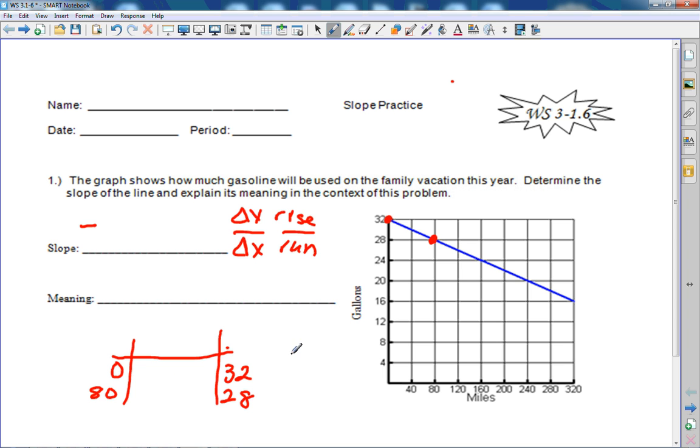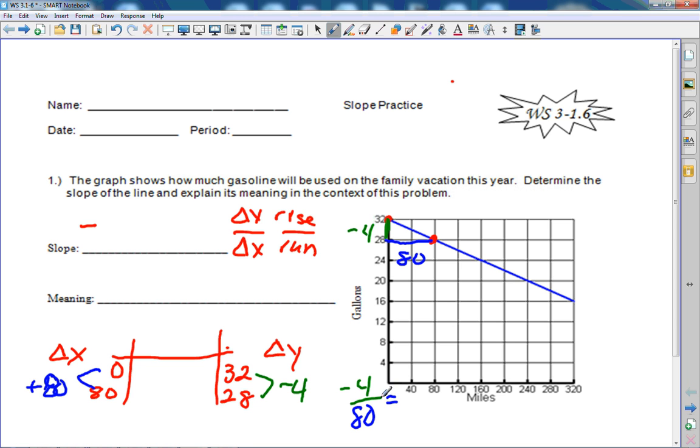And right here, you can do delta y over delta x. And we'll kind of do that along with what we're doing here. First off, I'm going to find the change in y. I'm going down from 32 to 28. I am subtracting 4. Well, right here, that's what I'm doing. Now, if I go across to find delta x, I'm going from 0 over here to 80. This is plus 80. Okay, so now to find my slope, I have delta y over delta x, negative 4 over 80.